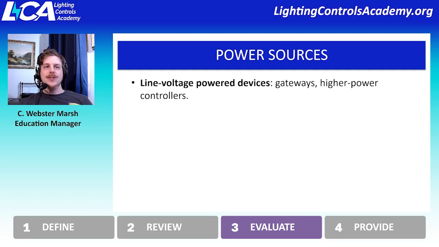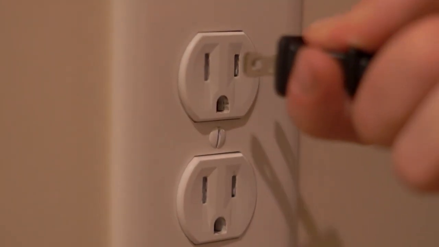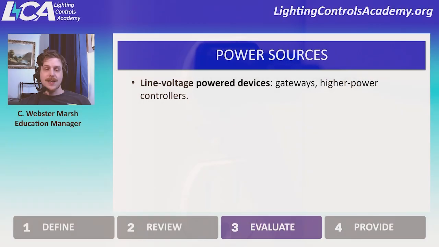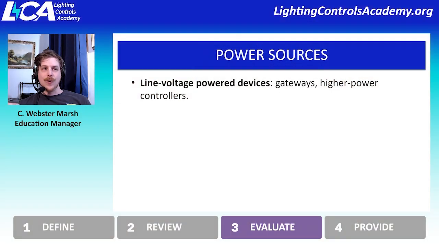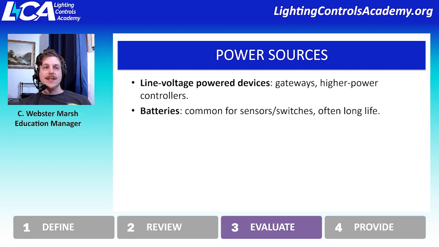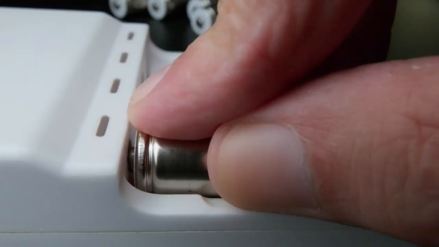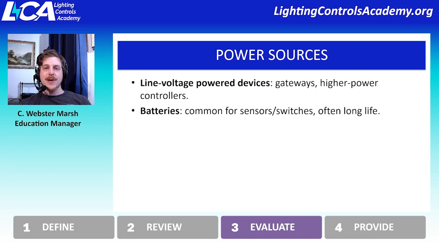Power sources. With power sources, most of the time you're going to see line voltage powered devices in a lighting control system at some point. It's either going to be a gateway or some other kind of device that just needs that dedicated source of power. It is technically going to be changing that power to a low voltage DC power, but usually it's designed to take in line voltage and it will do the conversion on its own. Whereas other devices will use batteries, as I've mentioned before. There are a lot of devices in a wireless system that might be able to use a battery source as opposed to a line voltage power.